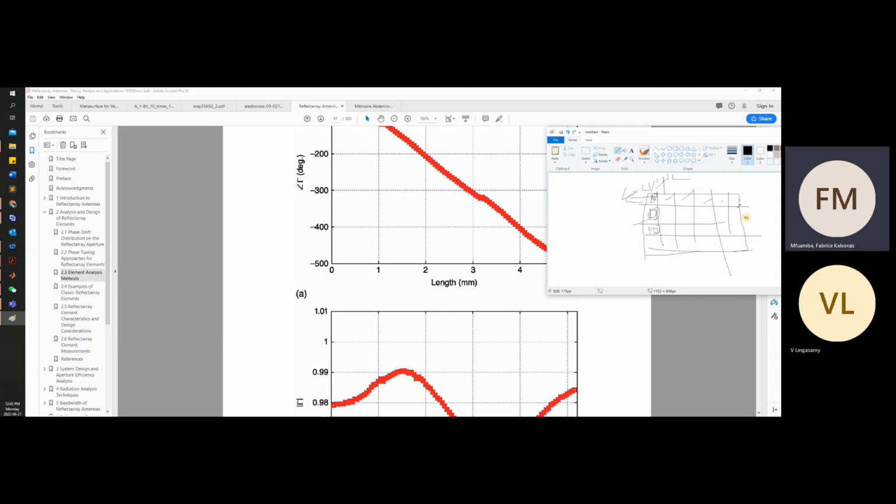Sure. So sir, another question is the feeding system. I've seen in some papers, some people use different methods. For example, some people use an antenna to feed, some other people use a plane wave, feed horn, and some other people use a Gaussian wave. Yes, you can use anything.